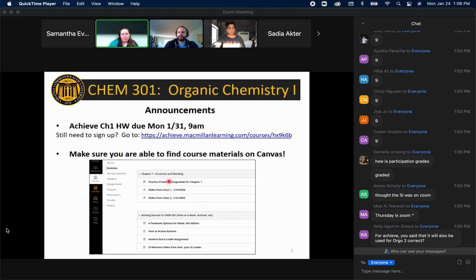So the modules are going to be one place to find things. And then also assignments is going to be another place to find things. But of course, all of these tabs are useful and you can look around for the rest on your own.